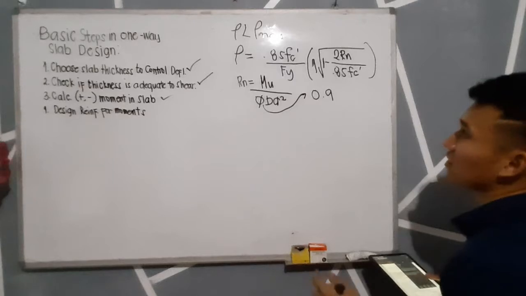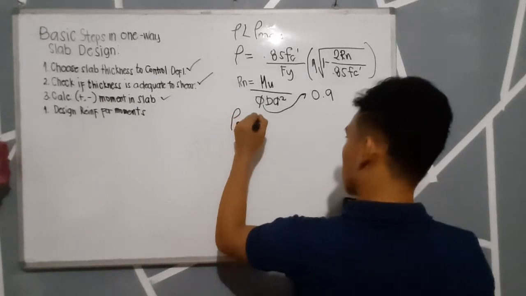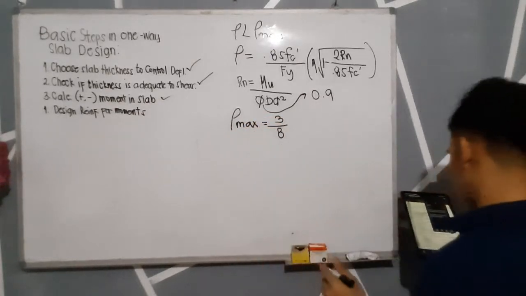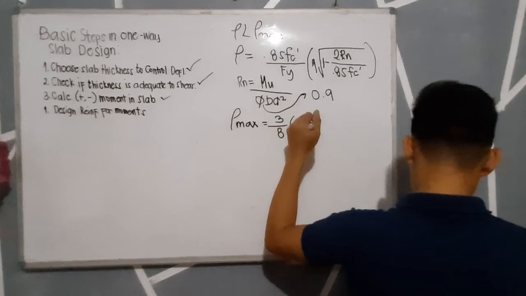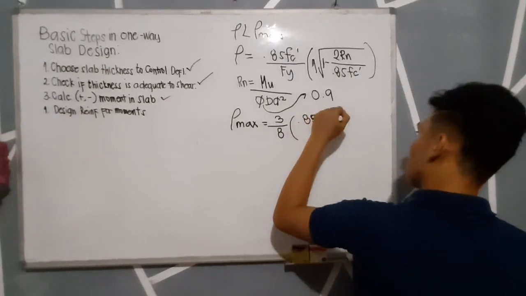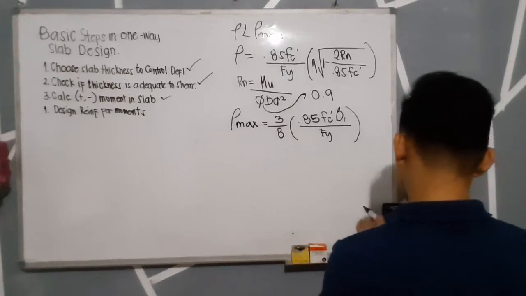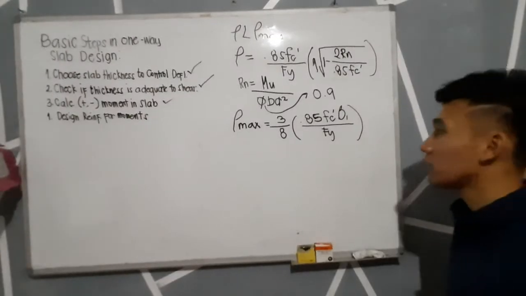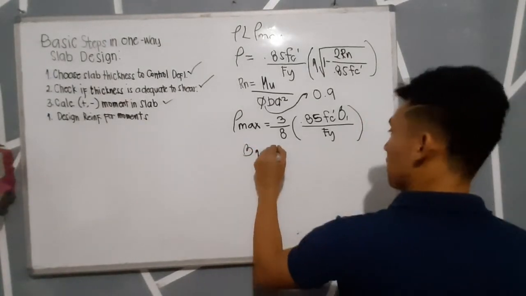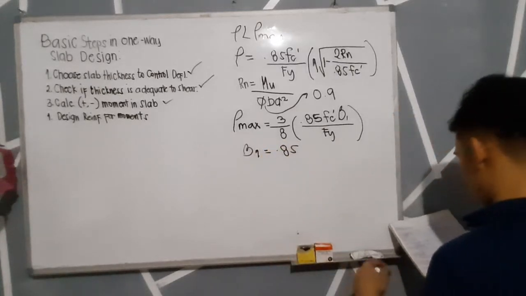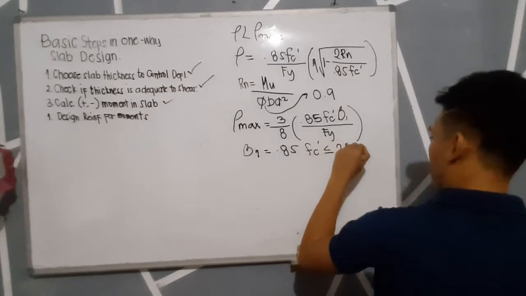In solving for rho max, the formula is rho max equal to 3/8 times 0.85 f'c beta 1 over fy. For beta 1, beta 1 is equal to 0.85 under the condition that f'c is less than or equal to 28 megapascals.